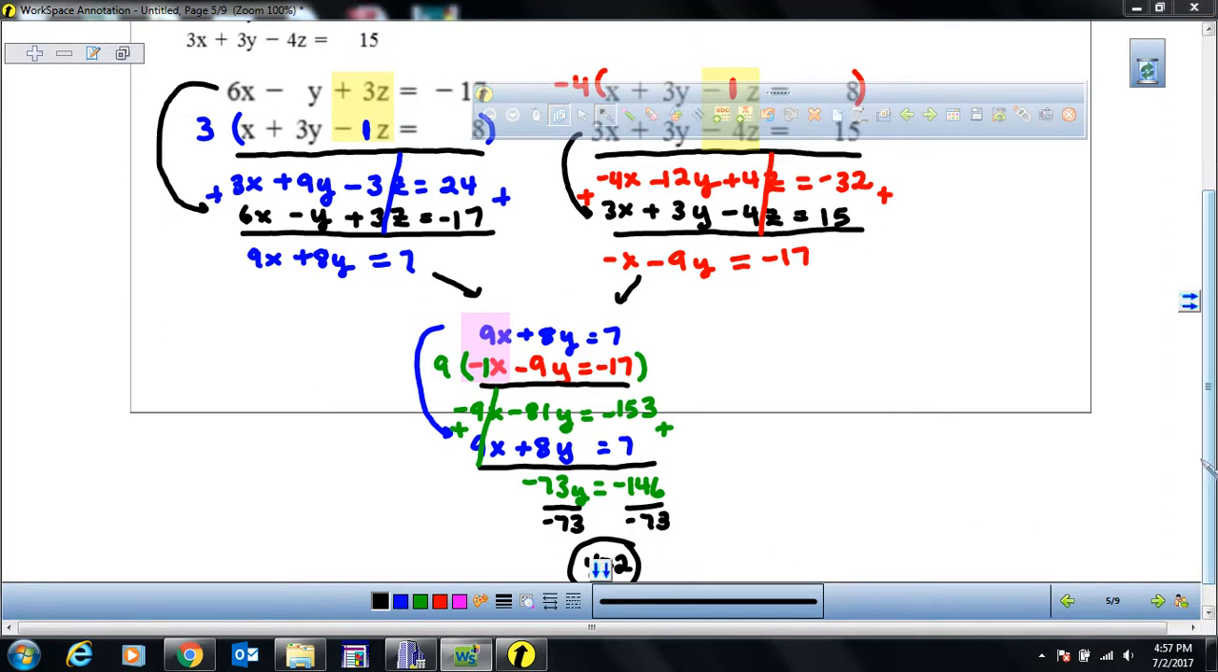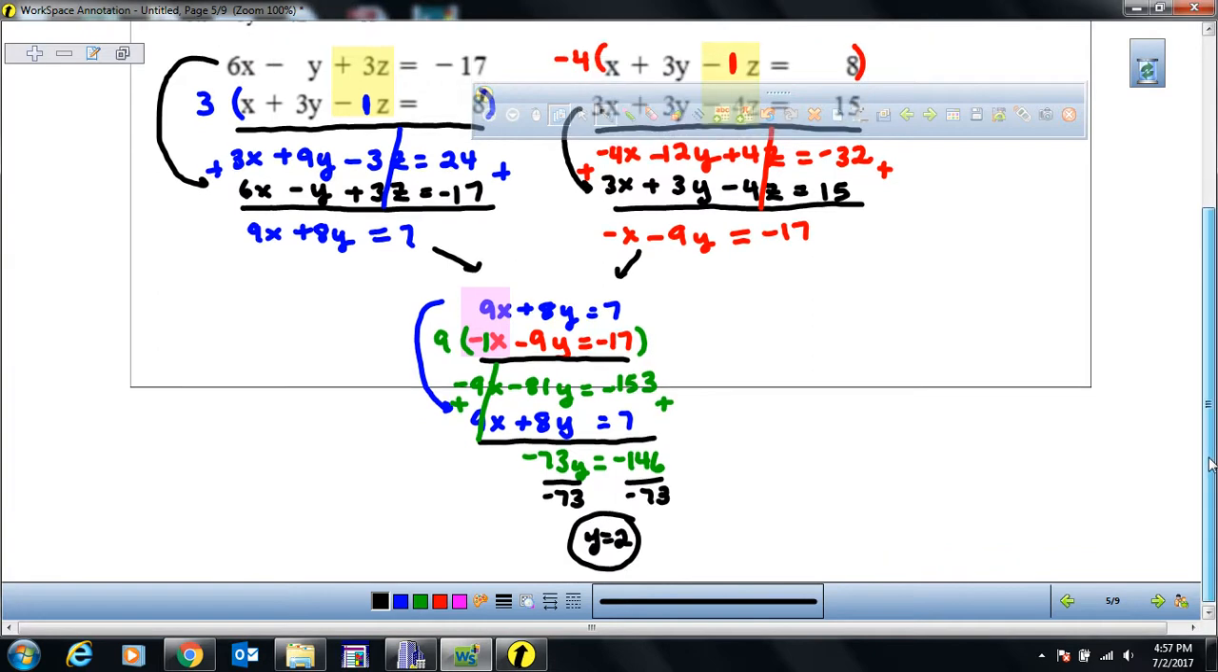We already found the first answer. Y is equal to 2. But we're missing 2 more because the solution in this case is going to be x, y, and z. So we already found the y, we need to find the x and the z.